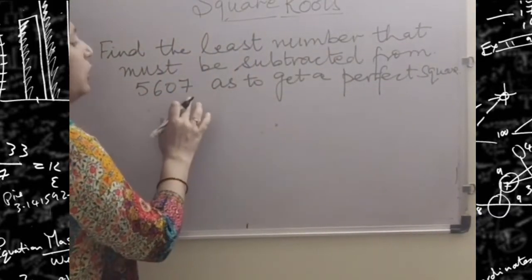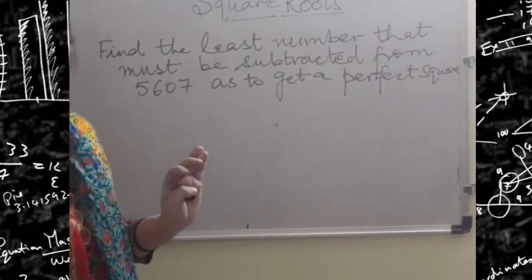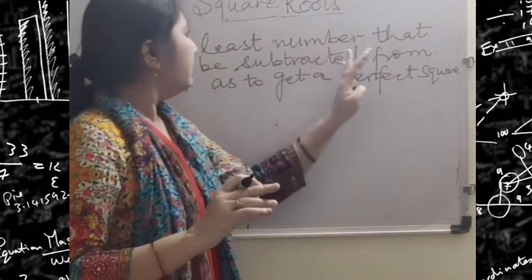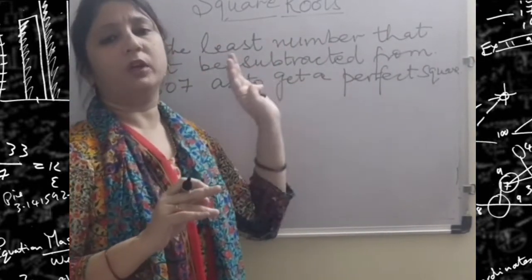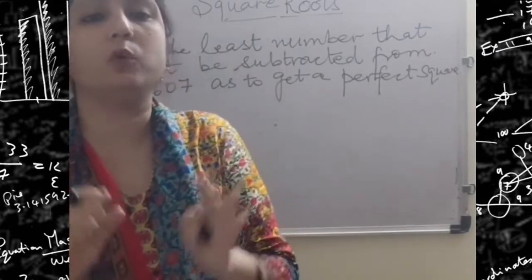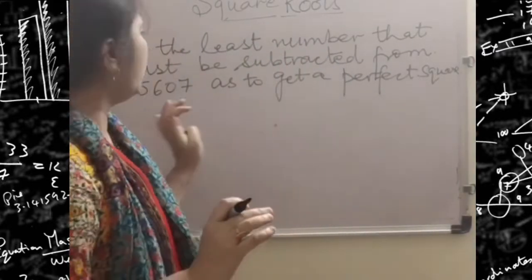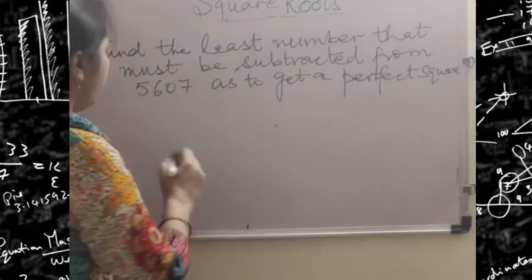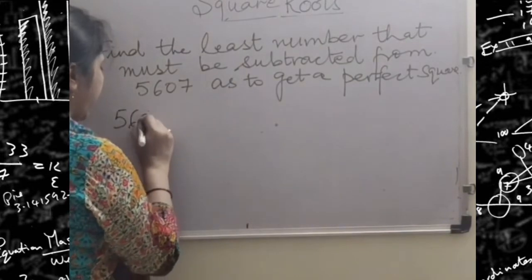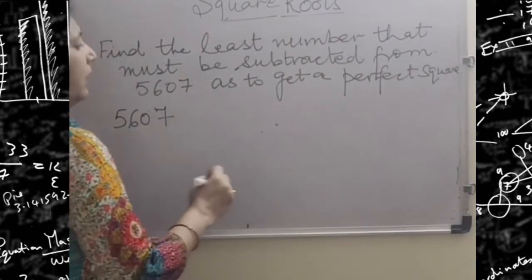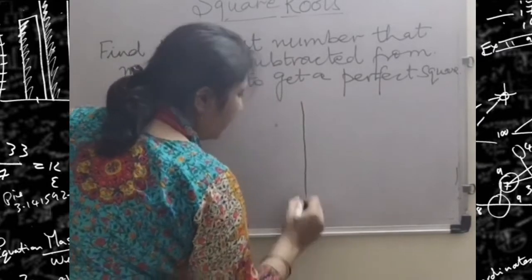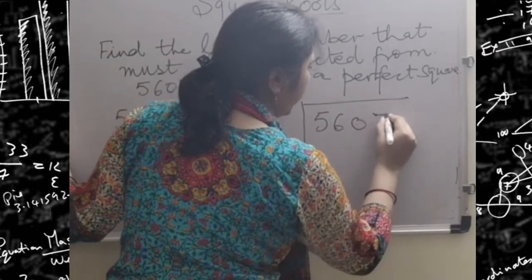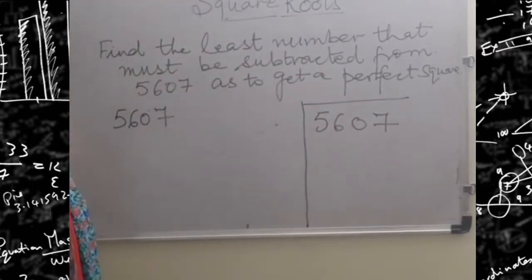See, 5607 is not a perfect square. It is very clearly seen by the language of the question what must be subtracted to make it a perfect square. So it is not a perfect square. We will not write it under square root sign. We write only 5607 and begin with the solution. Now we try to find square root of 5607 using the same method.